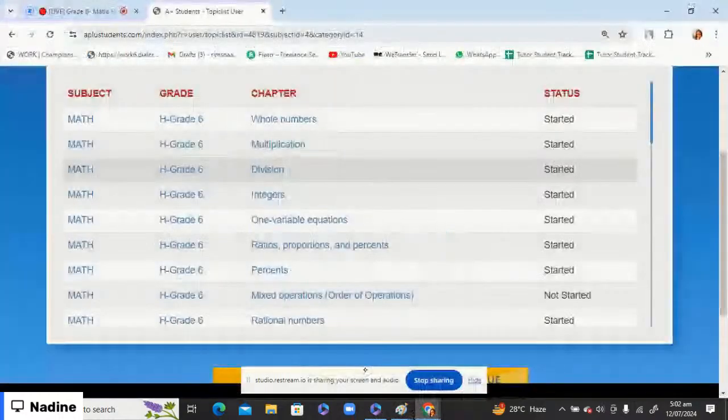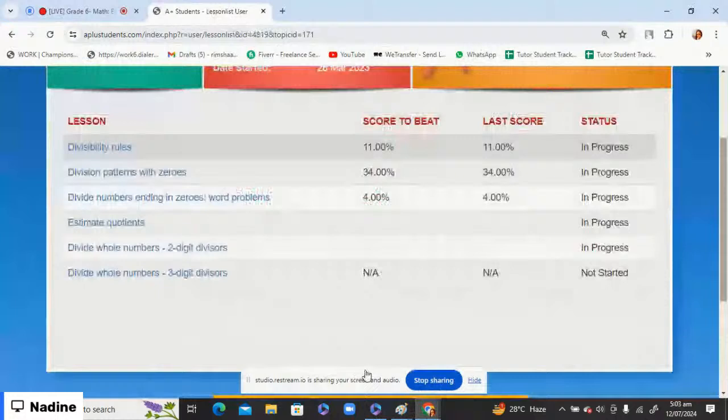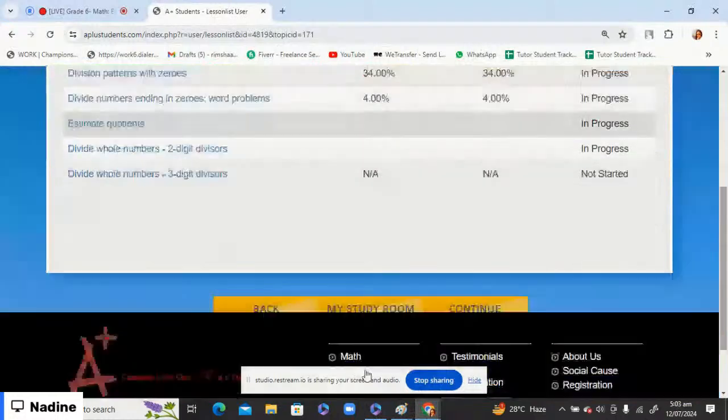Now first click on division, then continue, and here are the lessons we cover today. Firstly, that is estimate quotients. Okay, this one. Now let's get started.